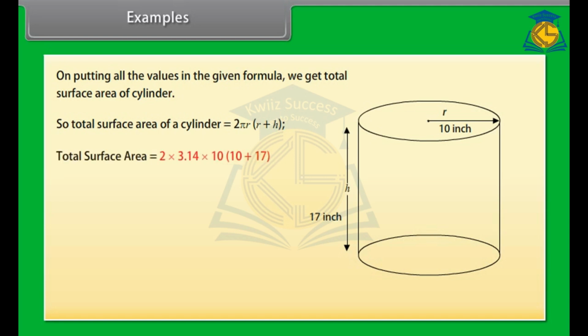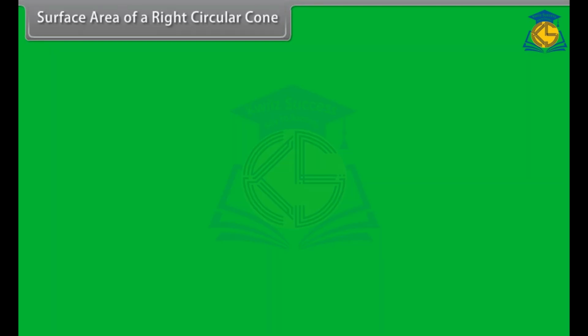Total surface area equals 2 into 3.14 into 10 into (10 plus 17). Solving this, we get the total surface area as 1695.6 inch square. Surface area of a right circular cone.